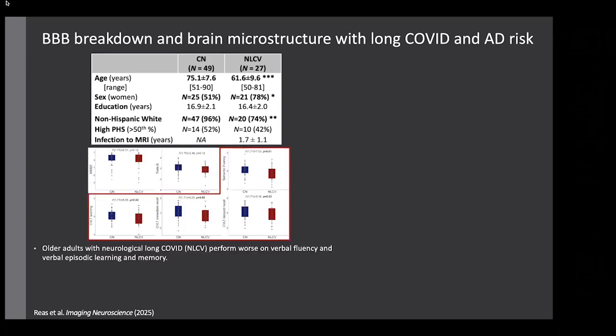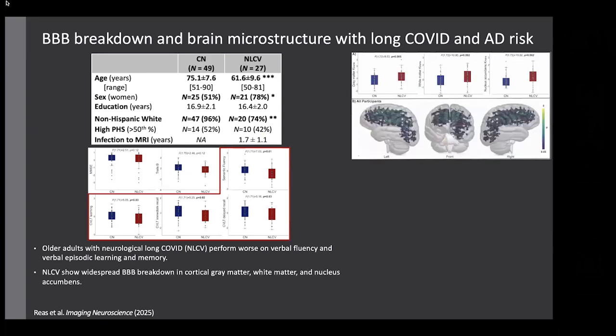So to start off with, we found that the long COVID group indeed performed worse on various cognitive tests, including verbal fluency, verbal episodic learning and memory. They were also more likely to meet criteria for MCI. In terms of blood-brain barrier permeability, across all the subjects, we found that the long COVID group showed really widespread blood-brain barrier leakage in the cortical gray matter, white matter, and some subcortical regions.